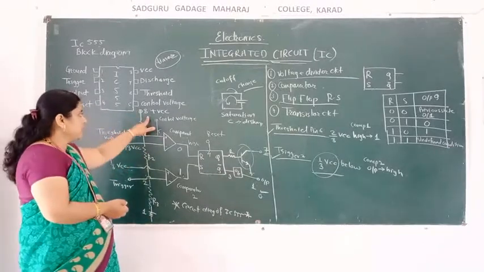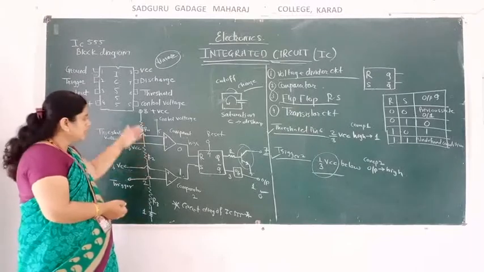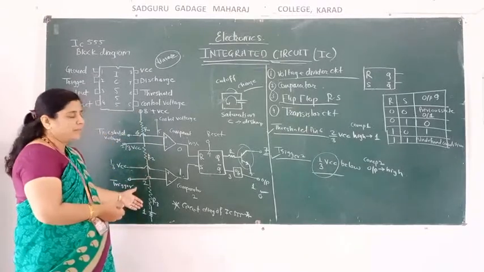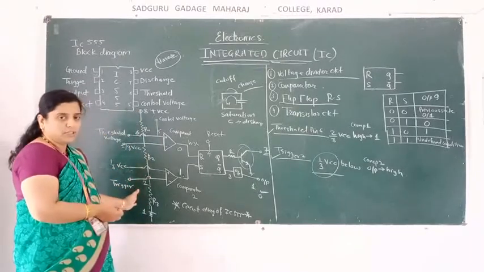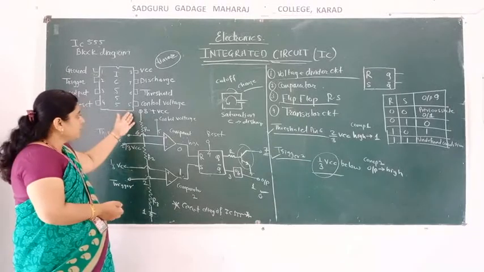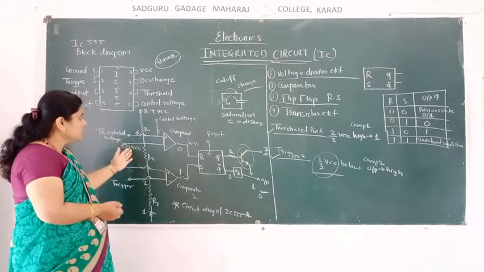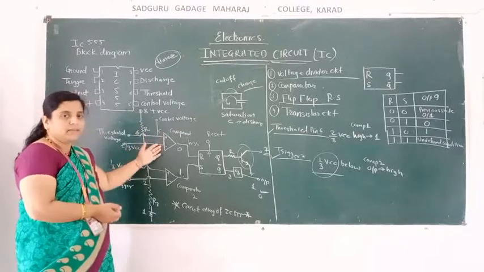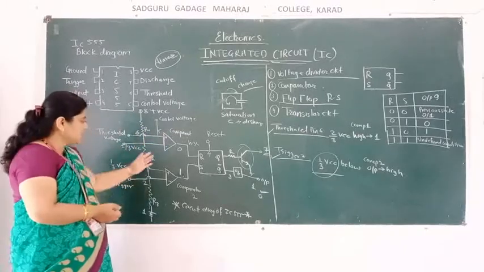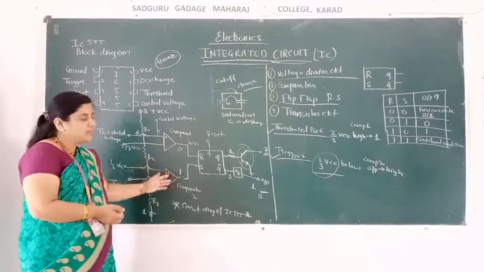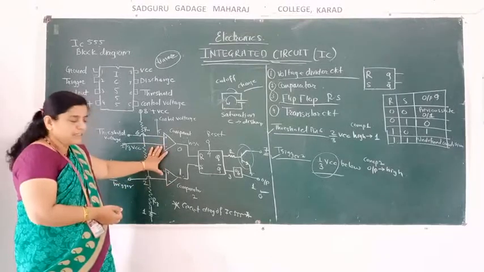If plus VCC supply is given to this circuit, this voltage will be divided because a voltage divider circuit is used here. So from plus VCC, 2/3 of VCC is given to the first comparator, and the remaining 1/3 of VCC is given to the second comparator. Therefore, a comparator circuit is used.